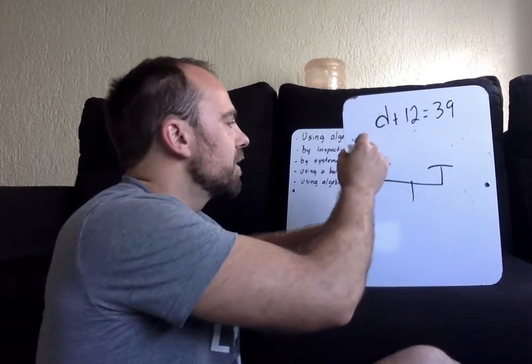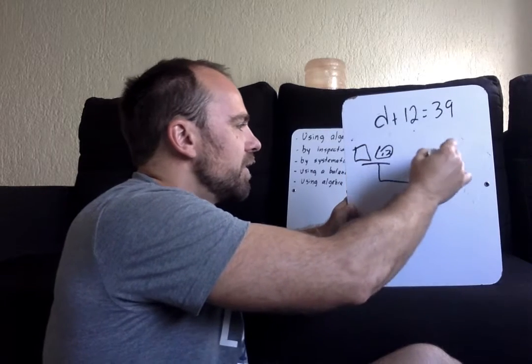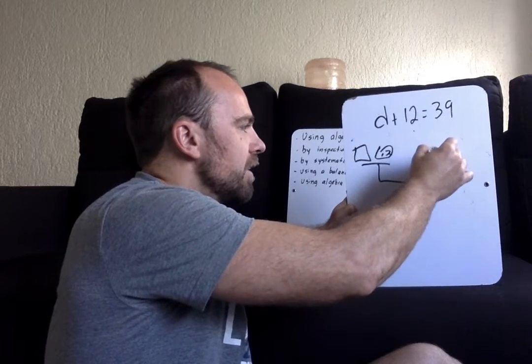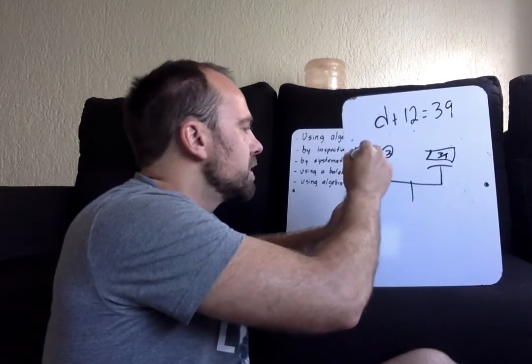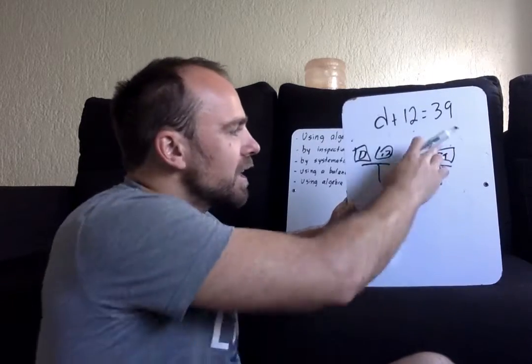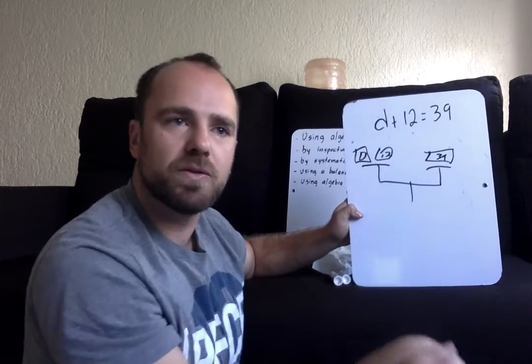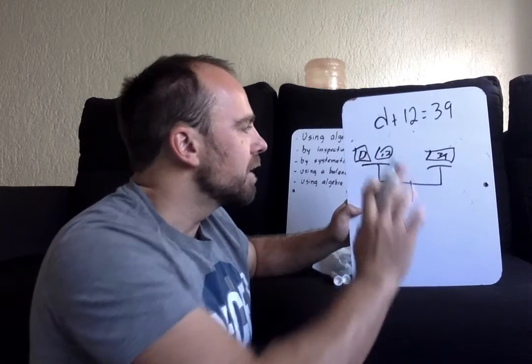Okay? And here we're going to have our D, and then something that weighs 12. And then here we're going to have 39. Okay? So, let's call this D. So, what I can do is if I remove 12 from one side, I can actually break this down. I can remove 12 from the other side as well. Okay? So, I can break this down.